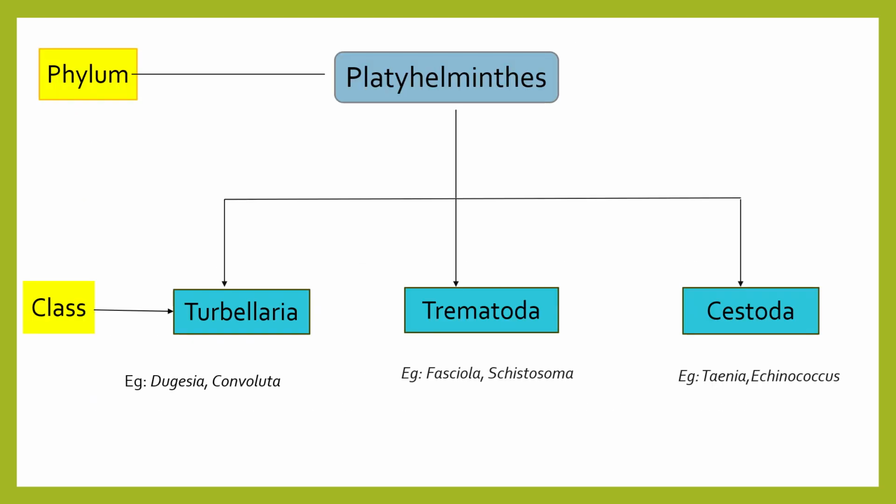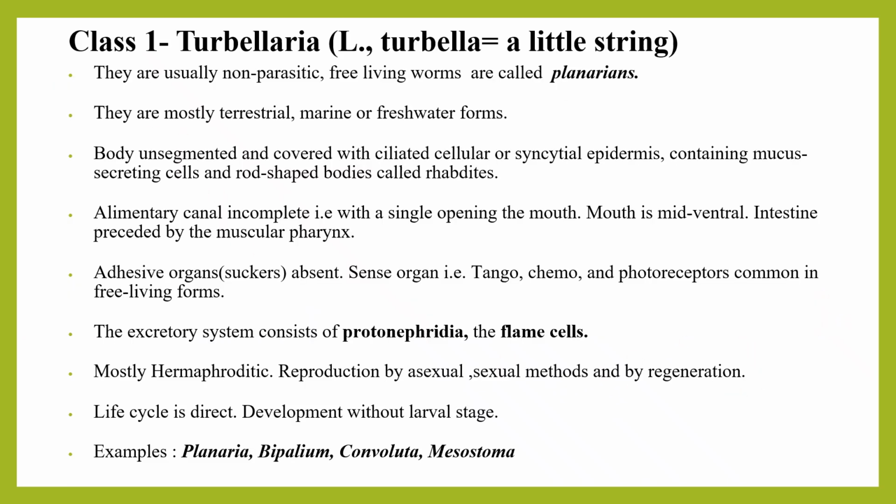Coming to the classification of the phylum Platyhelminthes, the phylum Platyhelminthes is divided into three classes. Class 1 Turbellaria, example Dugesia and Convoluta. Class 2 Trematoda, example Fasciola and Schistosoma. And Class 3 Cestoda, example Taenia solium and Echinococcus.